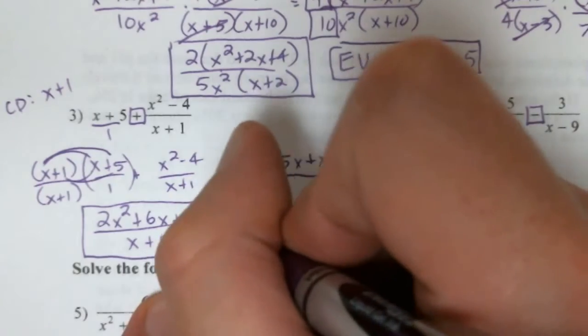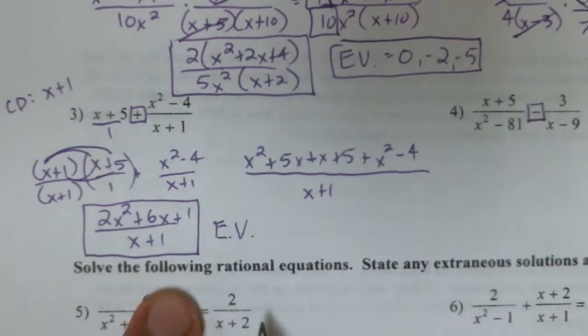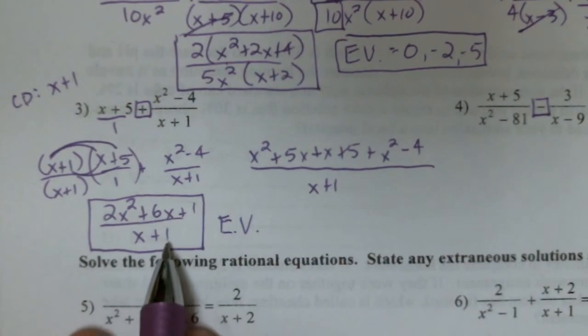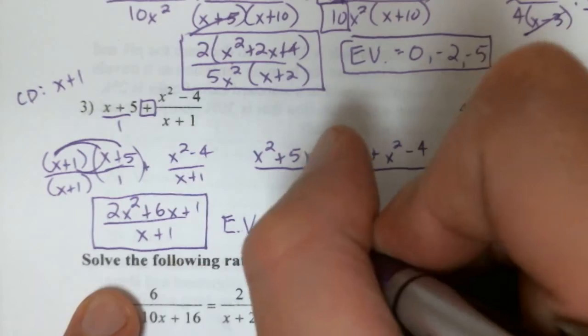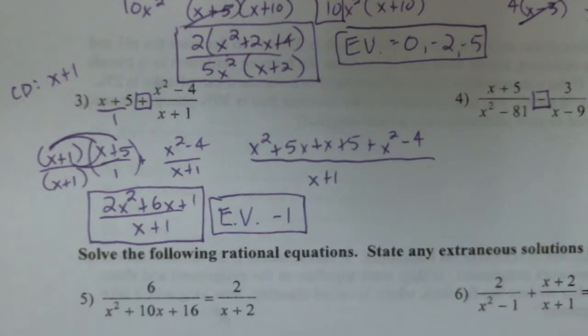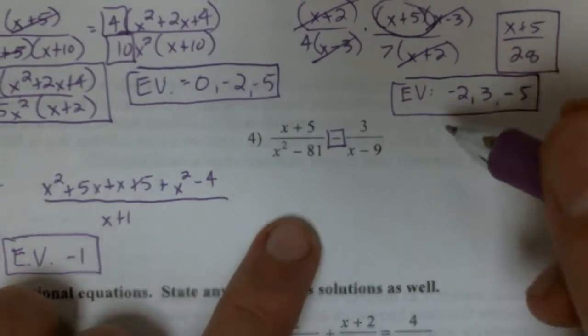All right, so excluded value. I didn't flip anything, so I don't have to look at that. Basically all I have is the x plus 1 on the bottom, so when I change that sign, I just get a negative 1. That's the only value that gives me a 0 at any point in the problem in the denominator. Okay, let's keep going.